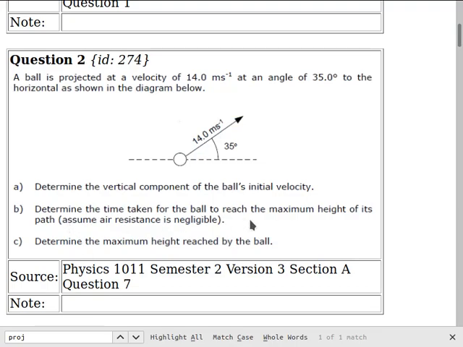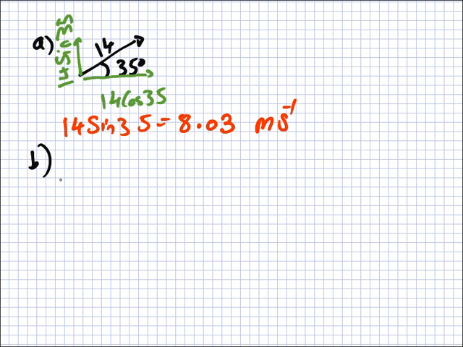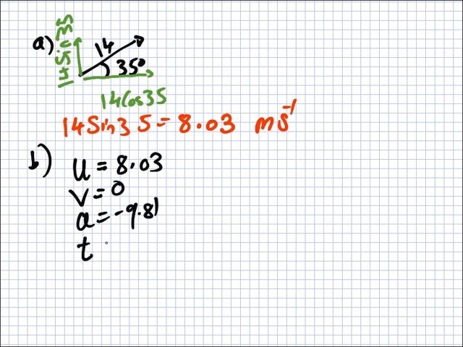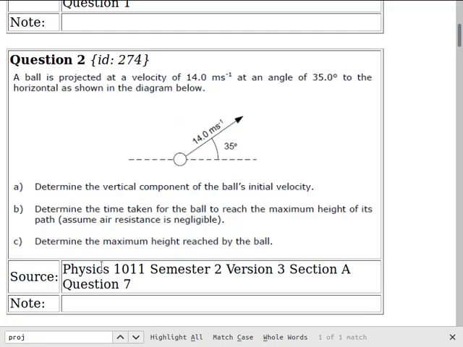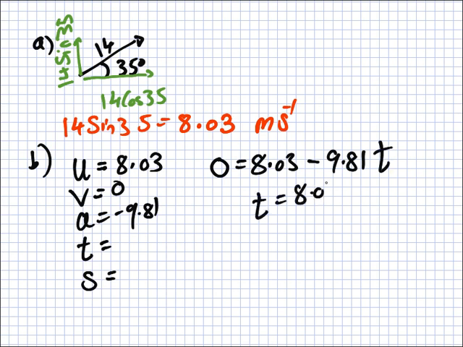Right. B. Determine the time taken for the ball to reach its maximum height. Am I looking horizontally or vertically? Vertically. The U? 14.8. The V? 0. A? Minus 9.81. T? Don't know. T is what we want. What gives us the T? V equals U plus A T. So T is 8.03 over 9.81. So that's 0.819.